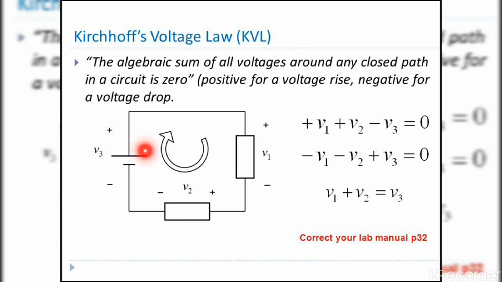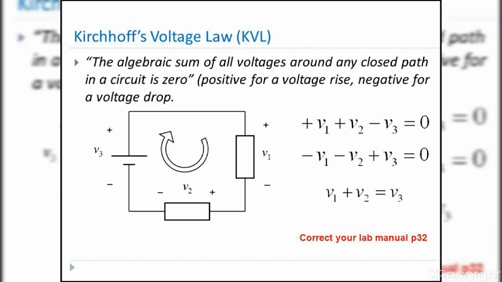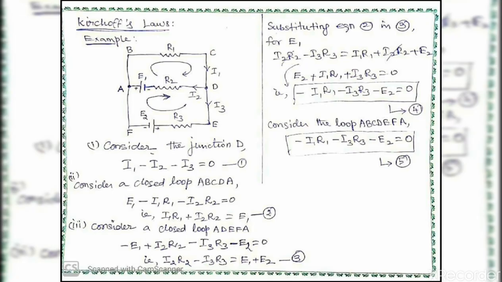Voltage is achieved. Here the voltage given by the EMF is equal to the voltage drop across the resistors or the loads. So this is the concept behind the voltage law. How to use the Kirchhoff laws in a circuit?